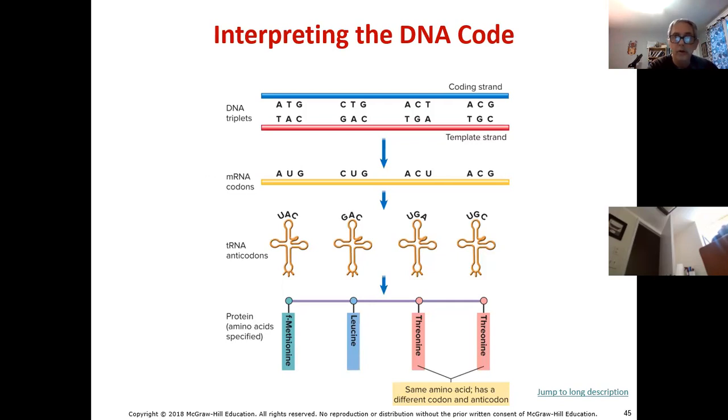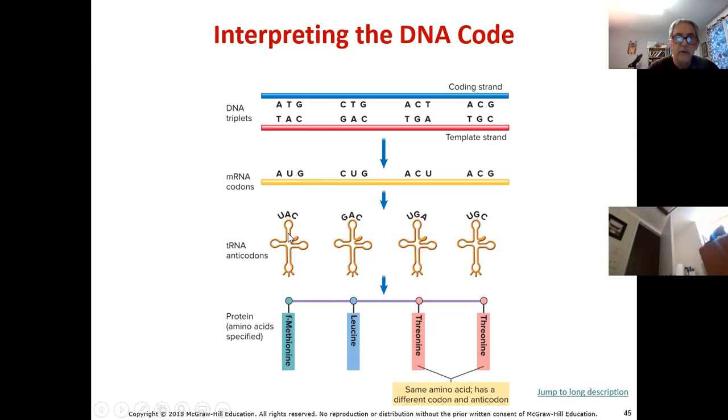Interpreting the genetic code. So again, starting with the DNA, TAC would become on a messenger RNA AUG, because T is complementary to A, A to U. There's no T in the RNA, C to G. So AUG is your start codon.